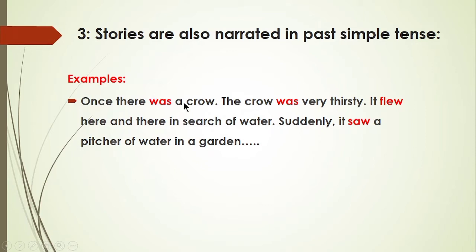So if we look at the structure here, once there was a crow, was is in past simple tense. The crow was very thirsty. Again, was is in past simple. It flew here and there in search of water. Flew: fly, flew, flown, second form of verb. Suddenly it saw a pitcher of water in a garden. Saw, second form of see. And with the rest of the story you can find the rest of the verbs in past simple tense.